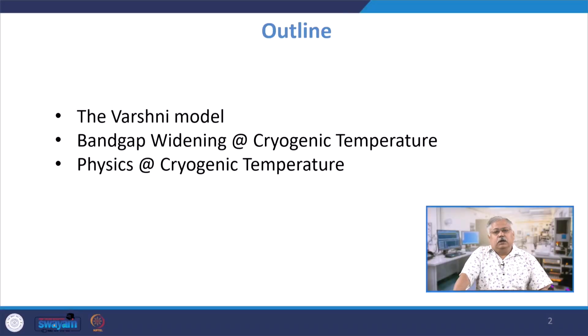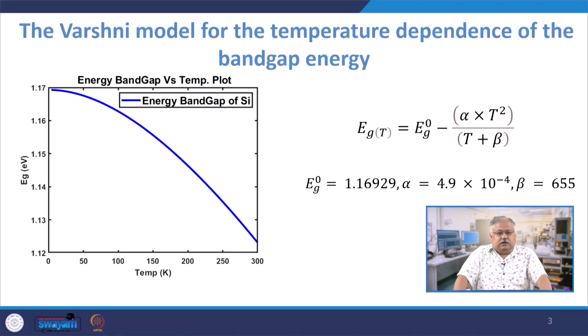So, the outline of the talk: we will be looking into a model known as the Varshni model, which is basically a model which takes care of the change in the band gap as a function of temperature. We will look into bandgap widening, part of the Varshni model at cryogenic temperatures, and then we will look at the physics of the device at cryogenic temperatures. In detail, we will also look into the variation of threshold voltage. I will take up a research paper, and from that paper we will try to give you an idea about how the experimental facilities are developed and how the measurements are done at cryogenic temperatures. Now, this we have already discussed in our previous lecture.